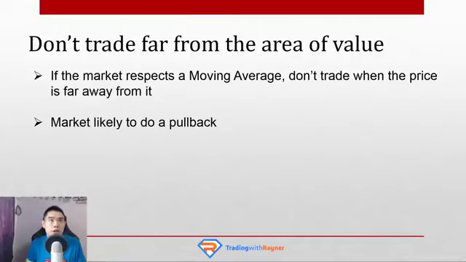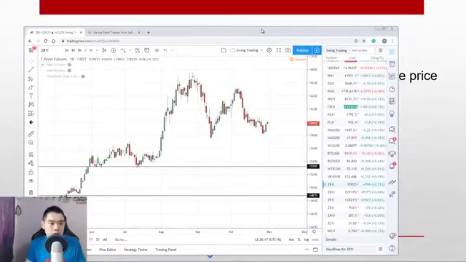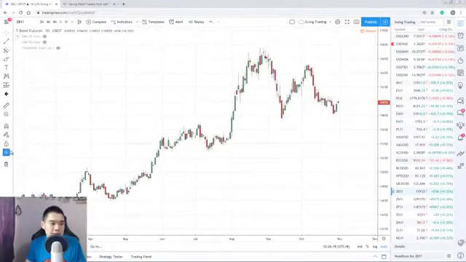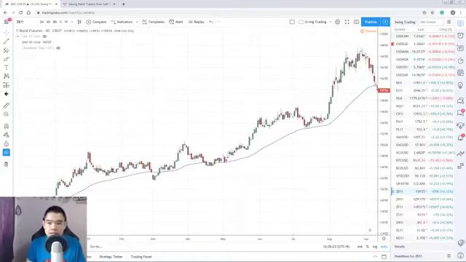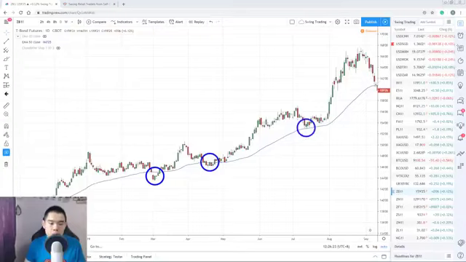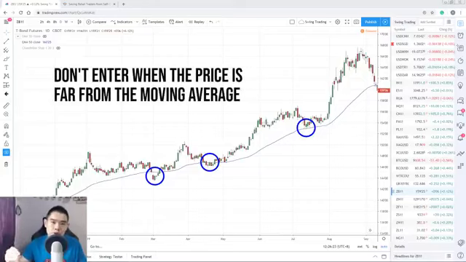So look at this chart here. Let me just remove the lines and just pull out a moving average. So in this case, you can see that the 50 period moving average, for this 30-year treasury bond, the market tends to respect this moving average. Bounce once, twice, thrice. So the point I'm trying to make over here is that if you see a market respecting a certain moving average, you don't want to be entering your trade when the price is far away from the moving average.